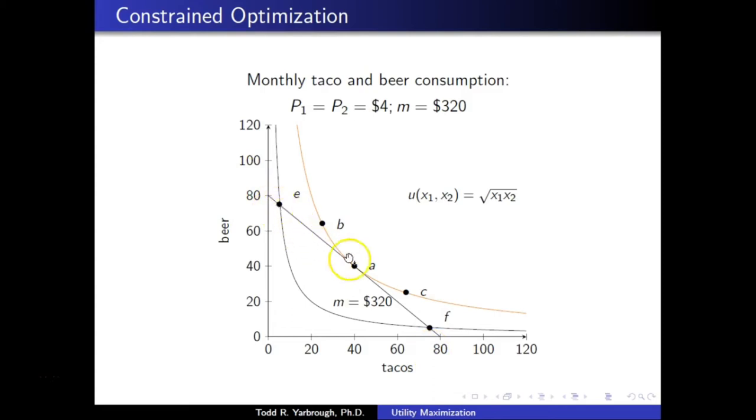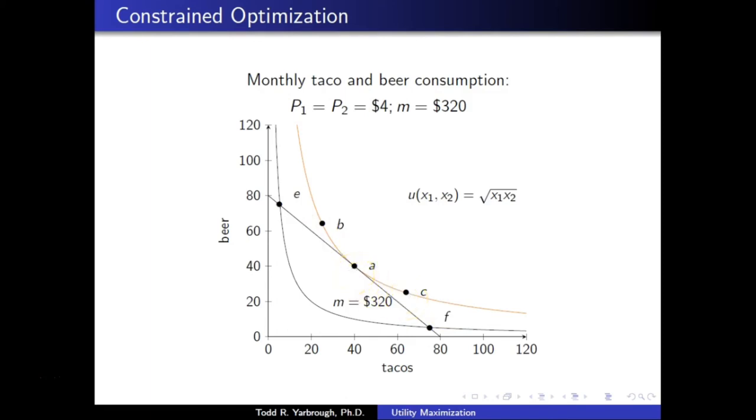Now when I put the budget constraint on the graph, I can see that it intersects my lower indifference curve in two places, at point E and at point F. It doesn't really intersect, but is tangent to my indifference curve here at point A. Notice it doesn't touch point B or point C, but it does touch point A.